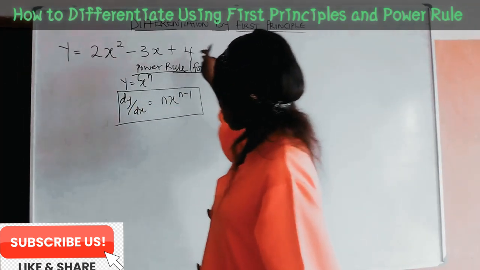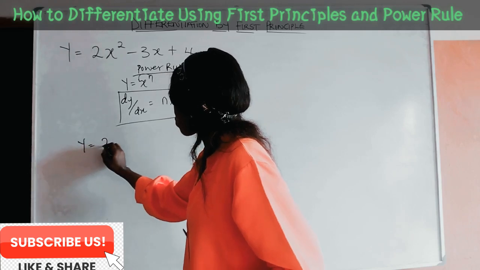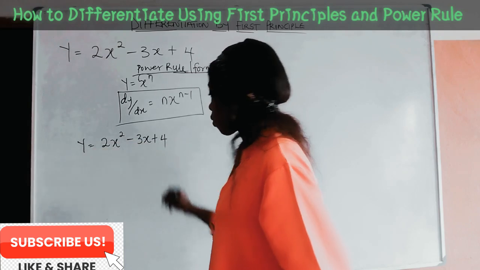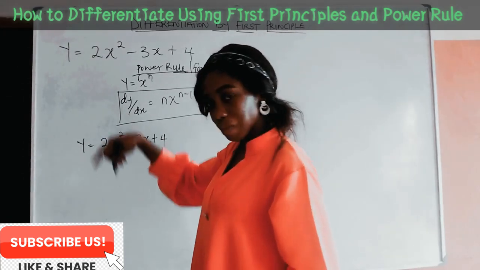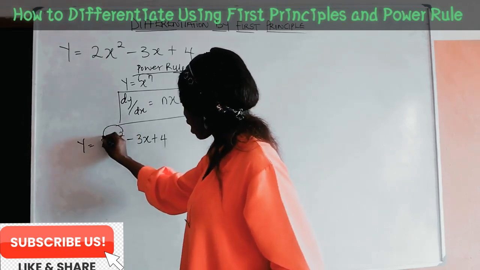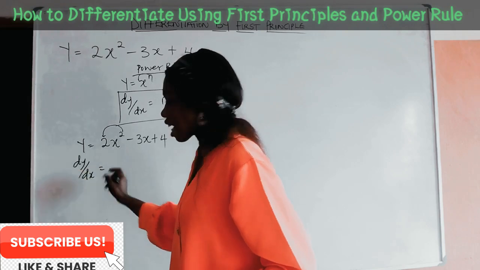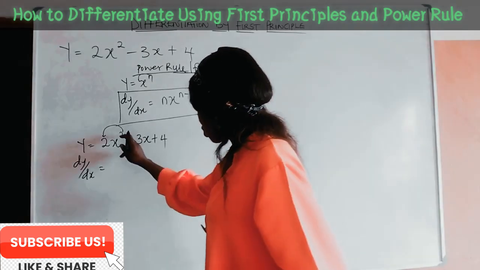Now let's see how to differentiate this. This is y is equal to 2x to the power of 2 minus 3x plus 4. So what do you do now? Use the power to multiply. So we're going to use this to multiply this. So in that case, we introduce dy dx. Each time we start differentiating, you introduce your dy dx, okay? So use this to multiply.